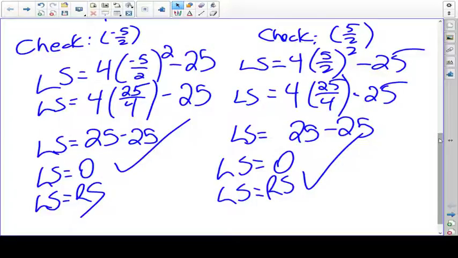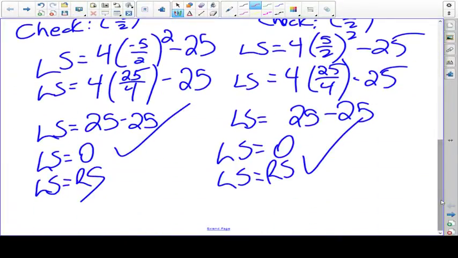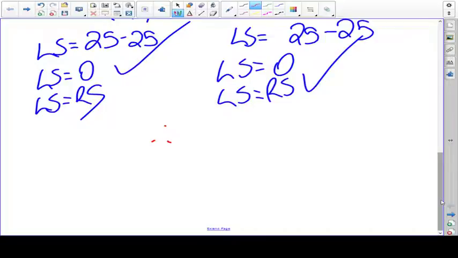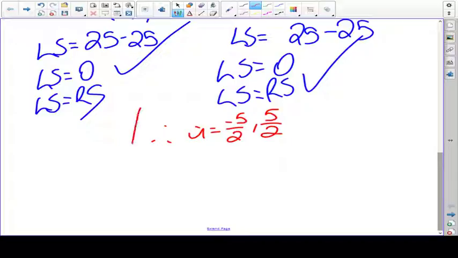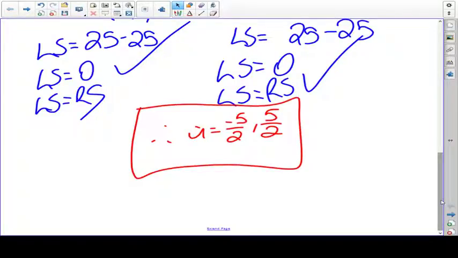And it's not a bad idea, once you've done the check, to make a little statement of what the answer is. So the letter we used in this question, I think, was a. So just therefore, a equals negative 5 over 2 and positive 5 over 2. And that's kind of our concluding statement.